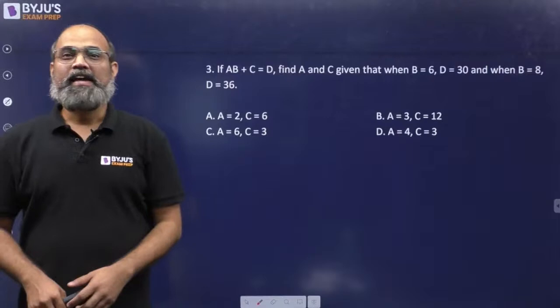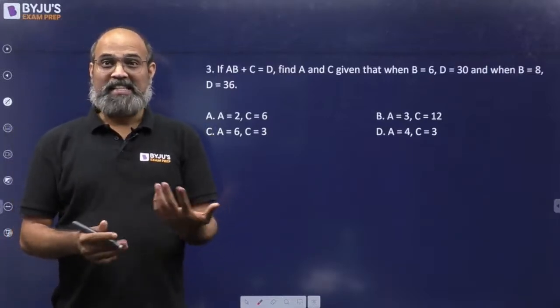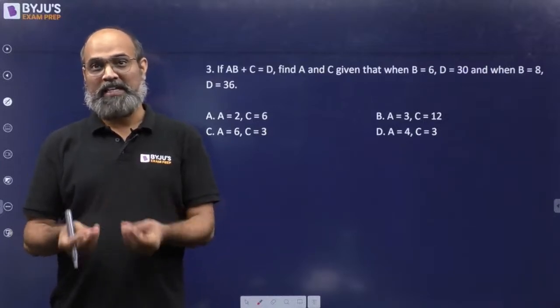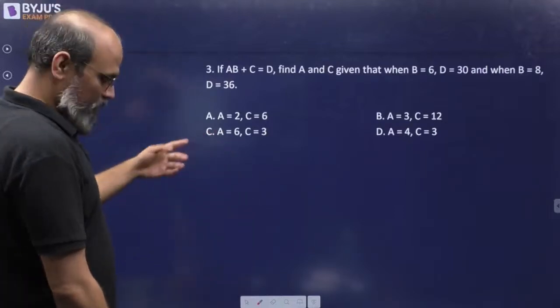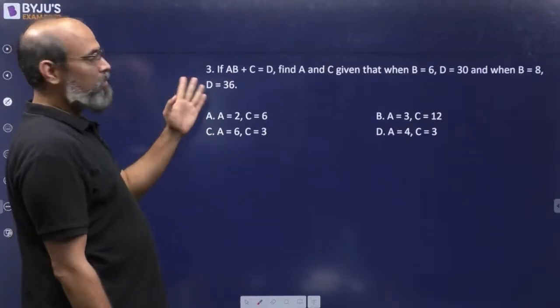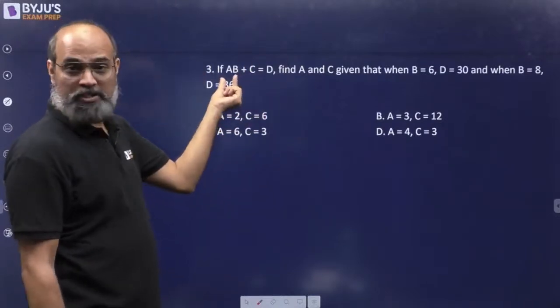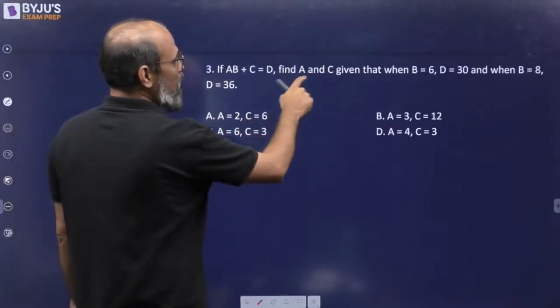Next question, if AB plus C is equal to D, find A and C given that when B is equal to 6, D is equal to 30, and when B is equal to 8, D is equal to 36. Okay, so you are given an equation of the form something into something plus something is equal to something. This is not a 2-digit number. AB is the product of A and B. So we are asked to find out A and C.